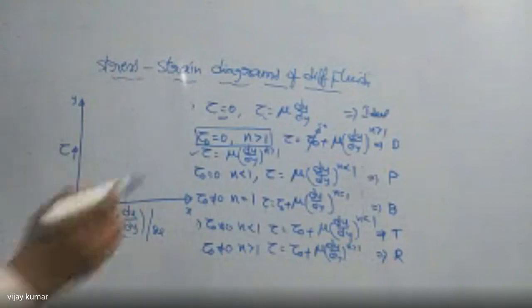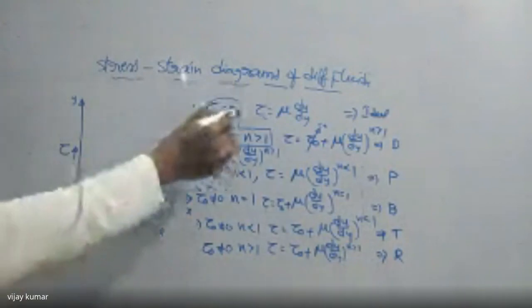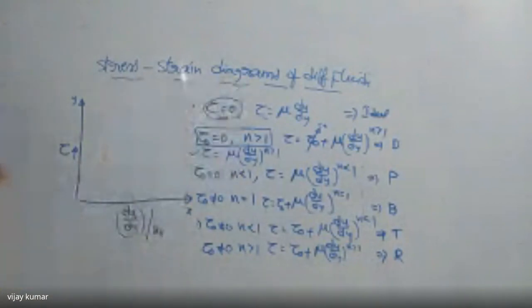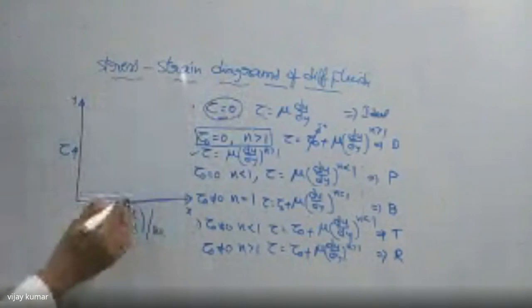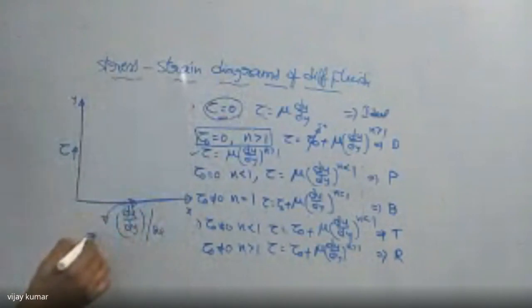Now I'm going to draw the stress strain diagram for the ideal fluid. What is the value for an ideal fluid? Tau is equal to how much? 0. So where is tau equal to 0 on this diagram? Tau is 0 on the x-axis. So the x-axis belongs to which fluid? The ideal fluid.